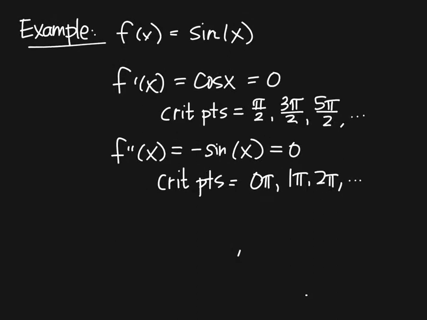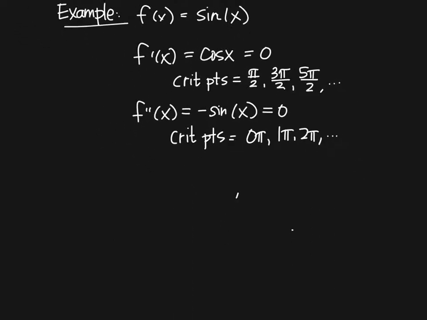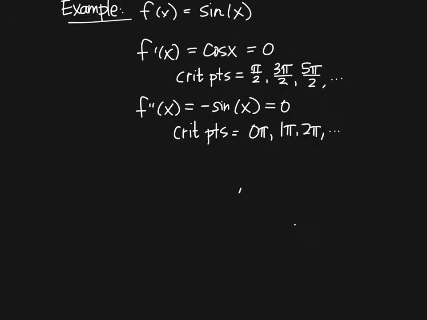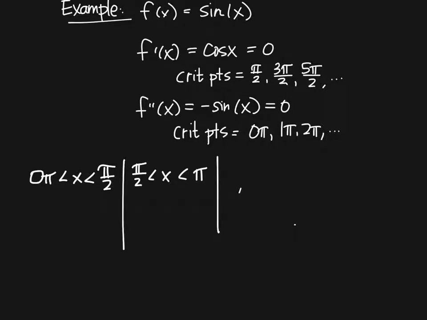So what I like to do is, rather than making 2 charts, I like to make 1 chart and combine everything at the same time. So if I look at all my critical points, I'm going to combine and I'm going to go from 0 pi to pi over 2. So I'm taking the critical points of the second derivative and first derivative all together. And then I'm going to go from pi halves up to pi. So again, that's a critical point from the first and a critical point from the second. Then I'll go from pi up to 3 pi halves.